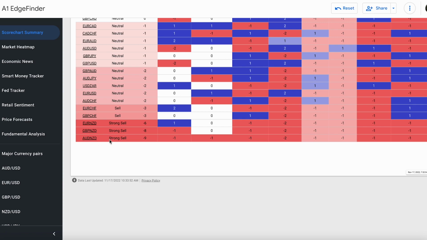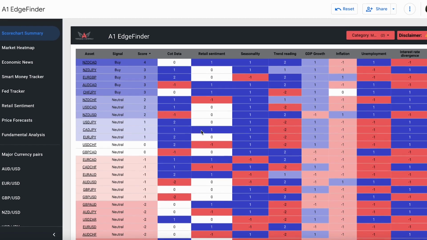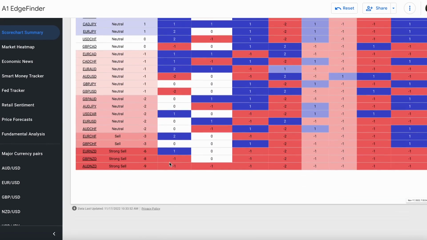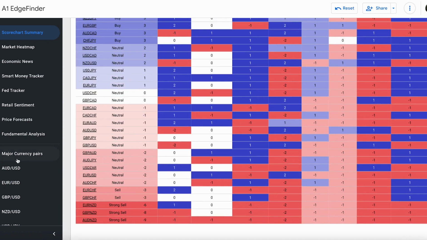But Aussie New Zealand has a score of -9, which is insanely bearish. So we're definitely going to check that out. And I think it'd be worth it to check out a US dollar pair as well. I think Euro USD would be a good one to look at, just so that we can get an update on US dollar numbers as well as Euro numbers. But let's start with this crazy Aussie New Zealand number, score of -9.